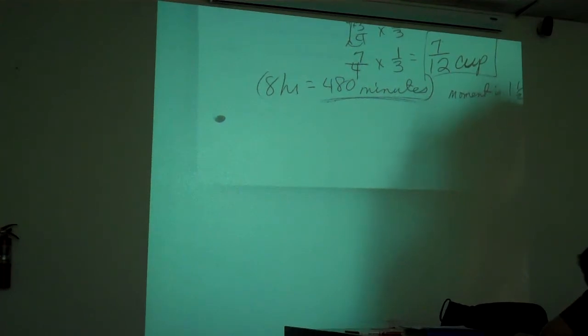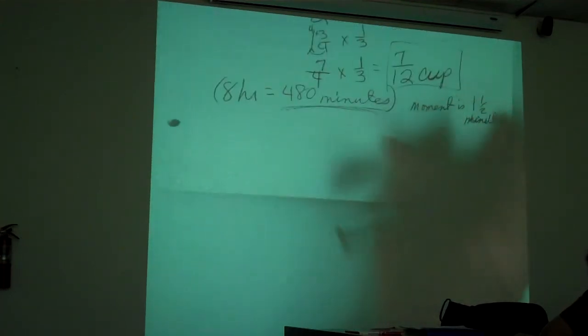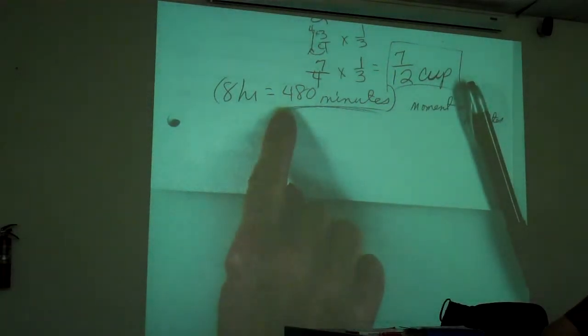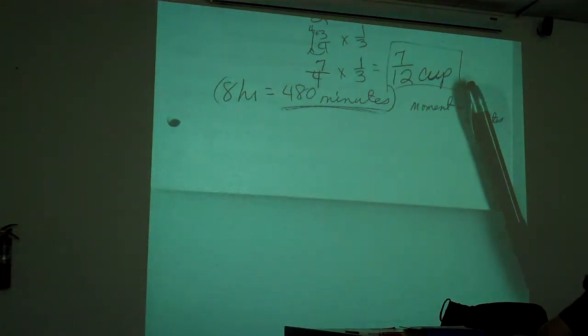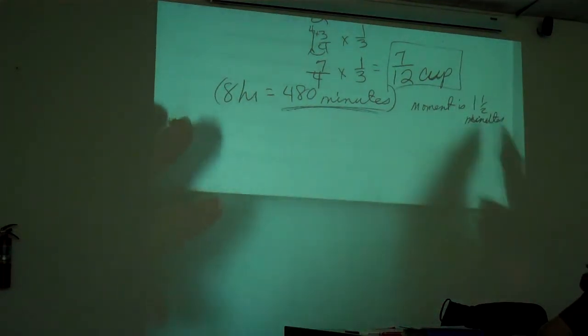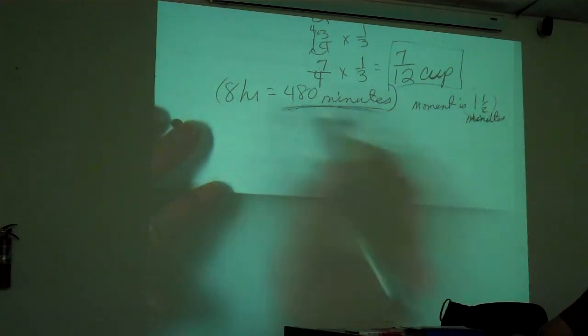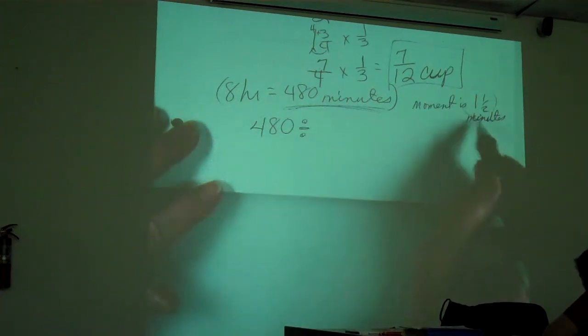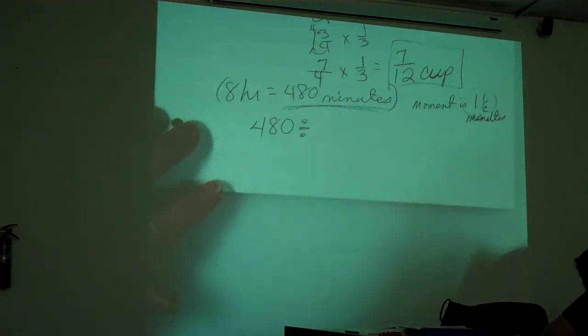What numbers are you gonna use? 480 minutes. How many moments are there in that many minutes? So you're gonna have 480 divided by 1.5. If there were 2 minutes in a moment, you would say 480 divided by 2, and you'd have 240 moments. But this is 1.5 minutes a moment. You're going to take the total and divide it by how much a moment is.